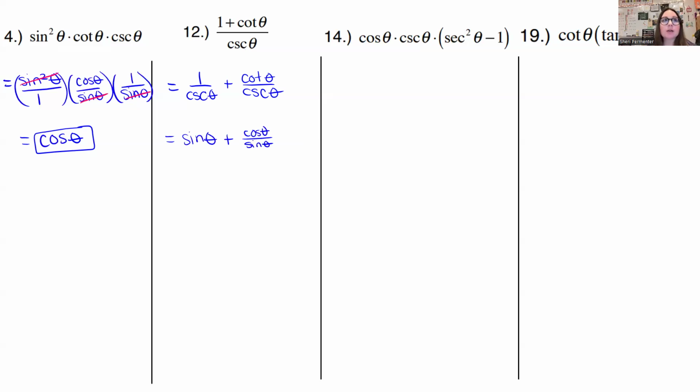And remember that those angles are not optional. You have to make them. All over cosecant is 1 over sine. What happens when you have matching denominators? They cancel. So I am left with sine plus cosine.